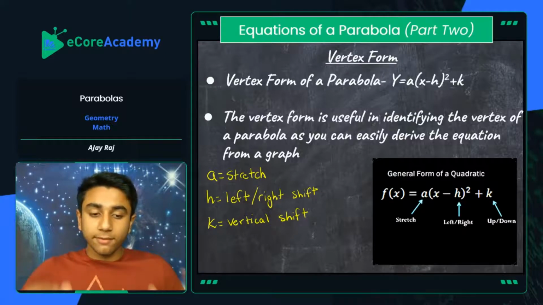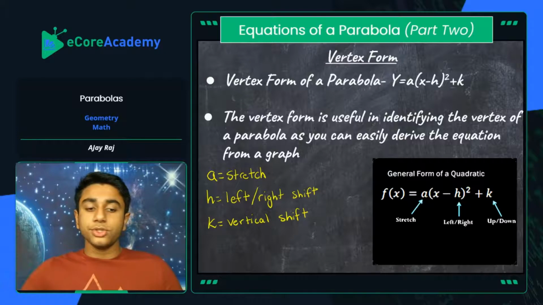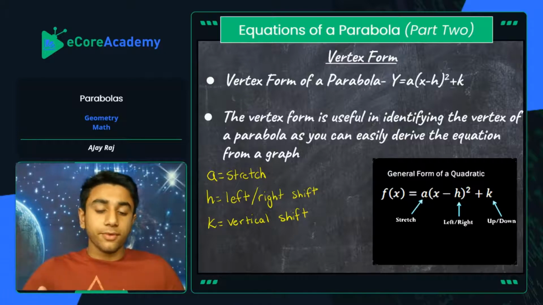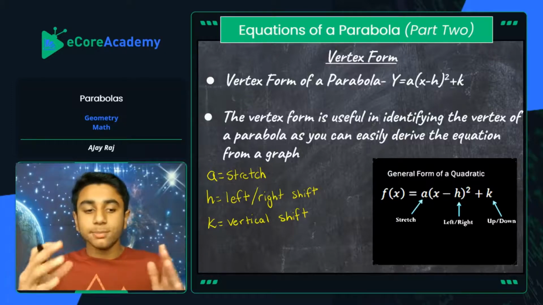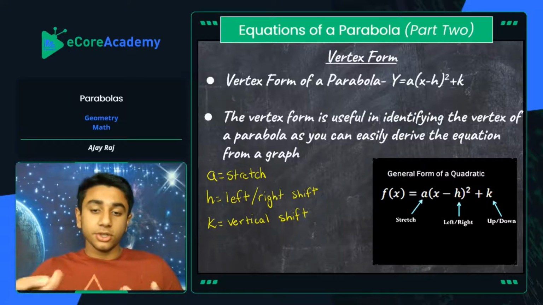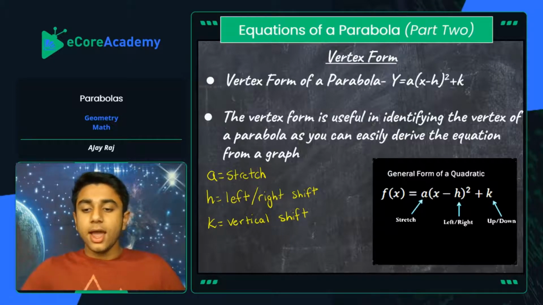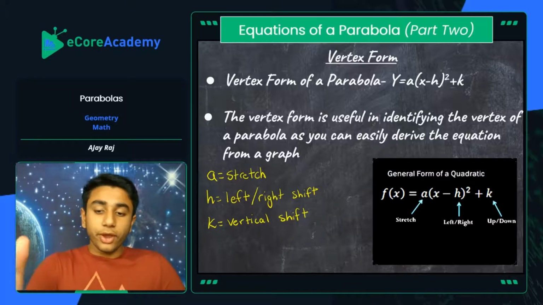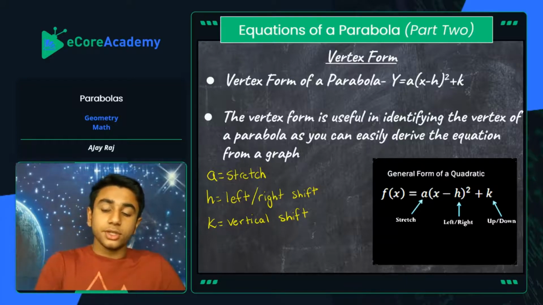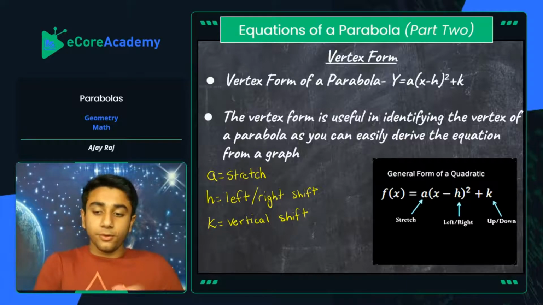Because once you put in that vertex, you can plug in other points you see on the parabola to find out what your a value is. Much easier than the standard form equation. And the easiest way to go from one form to the other is to put it into your vertex form equation and then FOIL it out, expand it out, and get that standard form equation.